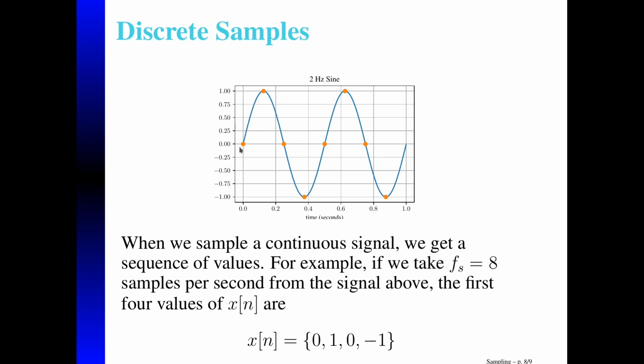So this is what I was just discussing. And so if we had this signal here, and I was sampling at 8 samples per second, the first 4 values, we would actually have more, and it would keep going as long as we wanted to capture values. But the first 4 then would be 0, 1, 0, minus 1.